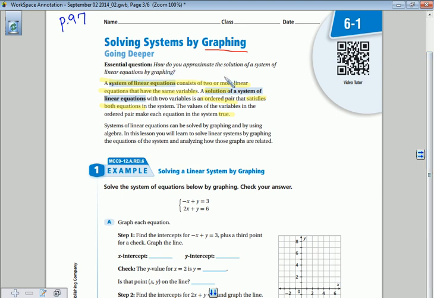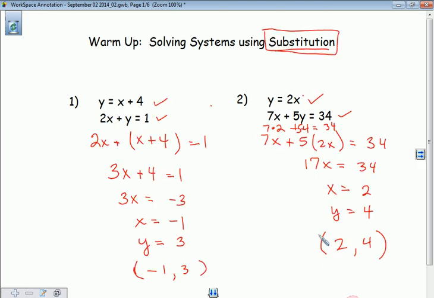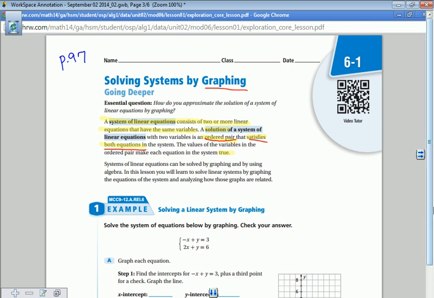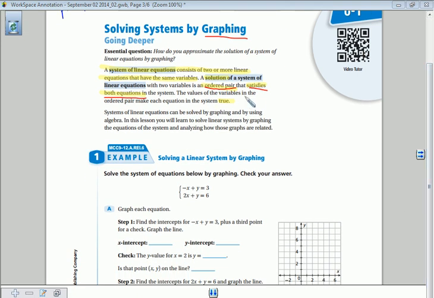Okay, so the essential question: how do you approximate the solution to a system of linear equations by graphing? That's what we're going to look at today. A system of linear equations consists of two or more linear equations that have the same variables. The solution of that system is the ordered pair that satisfies both equations. Okay? And we looked at it over here. When we plugged it back in, did it work for both equations? Yes, we checked it off. Yes, it works for both. So it has to work for both equations. The values of the variables in the ordered pair that make each equation in the system true is our solution.